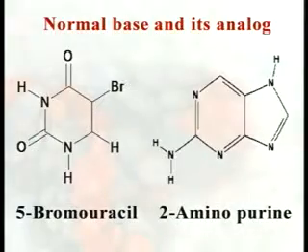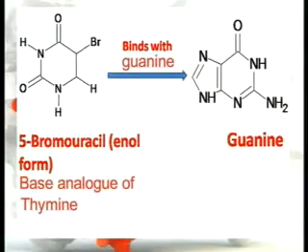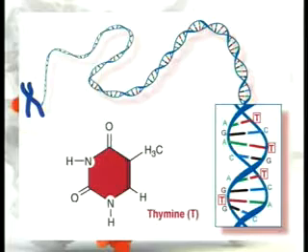Transitions are routinely produced by base analogs. Two of the most widely used base analogs are the pyrimidine analog 5-bromouracil and the purine analog 2-aminopurine. The mutagenic mechanisms of the two are similar. The 5-bromouracil is incorporated into DNA in place of thymine.